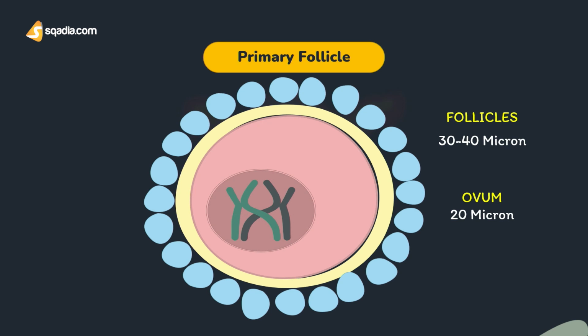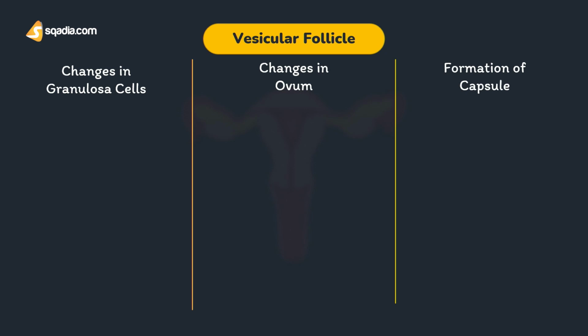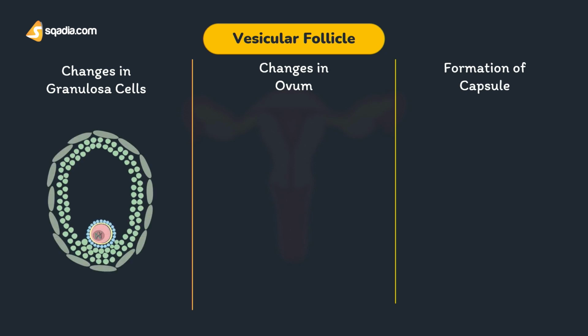Now, the primary follicle is going to convert itself into a vesicular follicle. In the vesicular follicle, under the influence of follicle stimulating hormone, about 6 to 12 primary follicles start to develop. So there are 3 kinds of changes that occur in the vesicular follicle: granulosa cell changes, changes in the ovum, and the formation of a capsule. First, the proliferation of granulosa cells occurs. You see the layer of granulosa cells around this ovum?